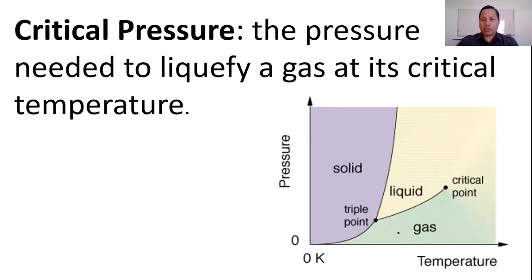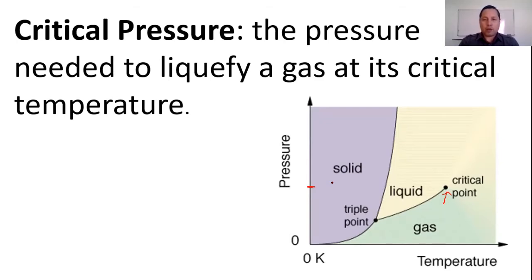Next, the critical pressure. So find the critical point on the diagram. Here we go. And if you draw a line all the way to the left-hand side, whatever that value is would be its critical pressure, the pressure needed to liquefy a gas at its critical temperature. So you have this very, very hot gas and you want to liquefy it. What would you need? You would need the critical pressure to liquefy it.